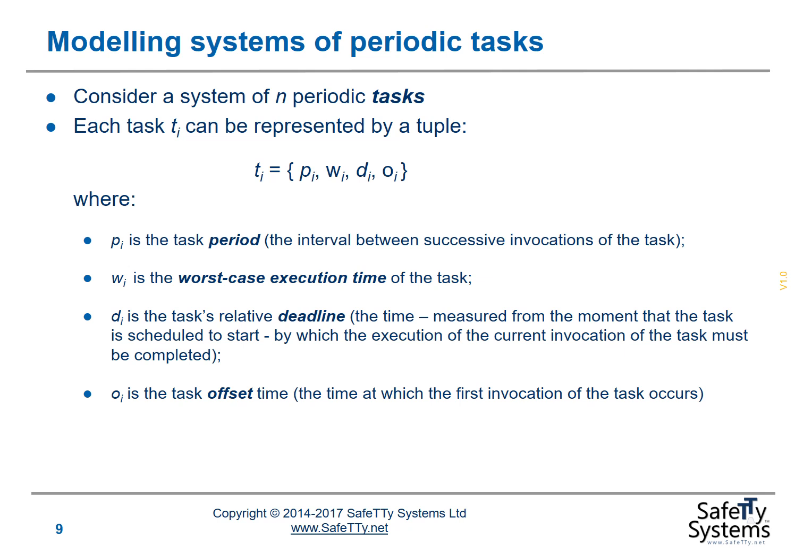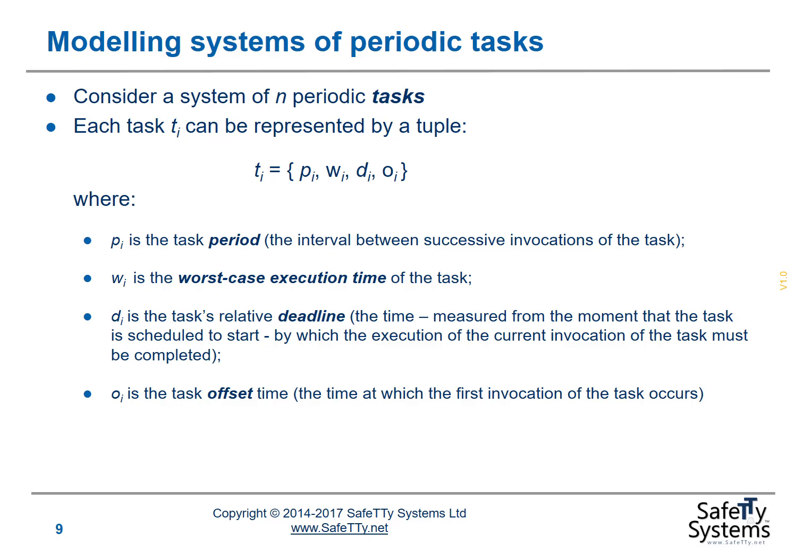So we've met this representation before. Suppose we've got a system of n periodic tasks. Each task can be represented by a tuple, a set of parameters. We've used the same set previously, where P is the task period, W is the worst case execution time of the task, D is the task's relative deadline, the time measured from the moment that the task is scheduled to start, by which the execution of the current invocation of the task must be completed, and O is the task offset time, the time at which the first invocation of the task occurs.